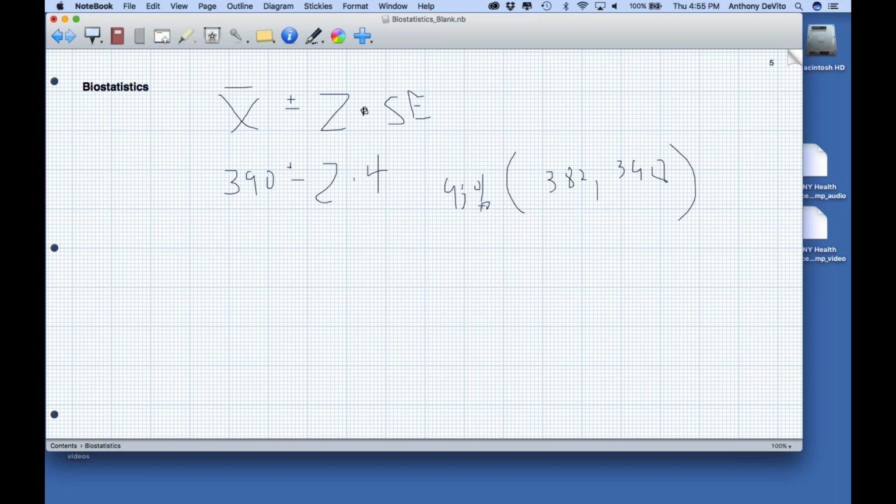Where did I get the... I'm sorry, the 4? Oh, 2 times. Right. The z-score is 2. 95% is two standard deviations below the mean and 2 standard deviations above. So that z-score is 2. In other words, it's 390 plus or minus 2 times 4, or 8.